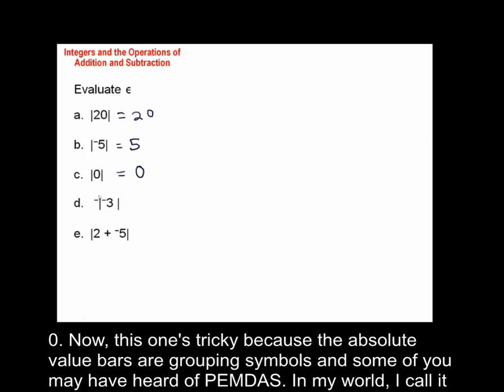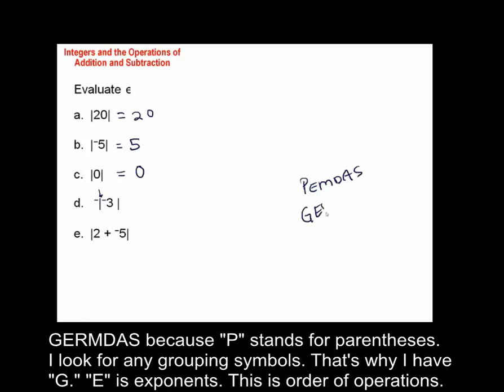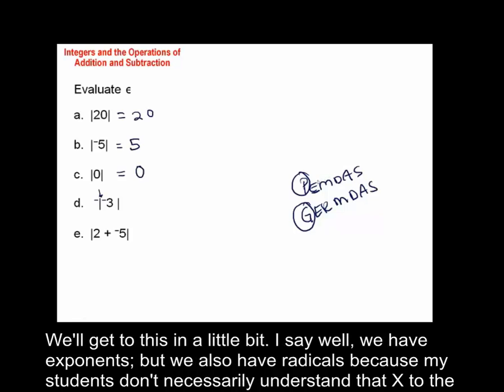Now this one's tricky because the absolute value bars are grouping symbols, and some of you may have heard of PEMDAS. In my world, I call it GermDOS because P stands for parentheses. I look for any grouping symbols. That's why I have G. E is exponents. This is order of operations. We'll get to this in a little bit.